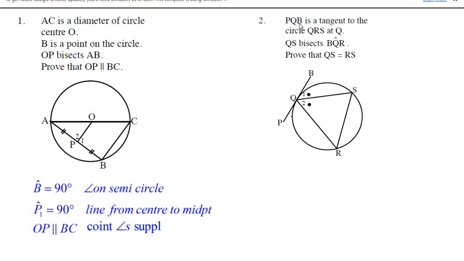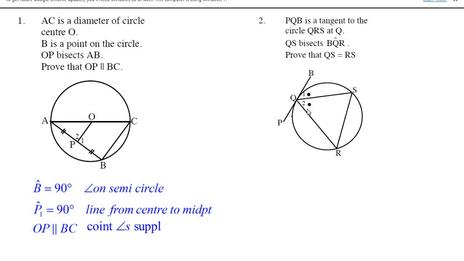Now, they say here that PQB is a tangent, and QS bisects BQR. That's another way of saying that Q1 and Q2 are equal, and they've marked it with these dots here. We have to prove that QS equals SR.